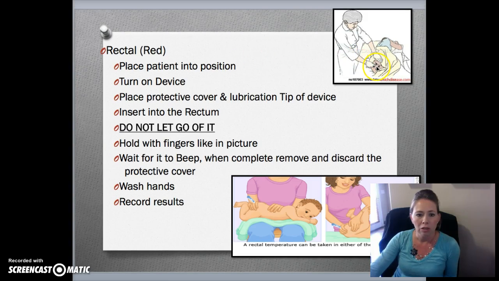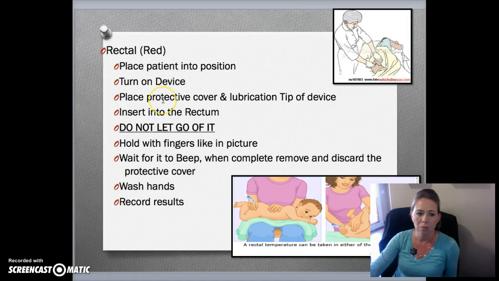If you're doing a rectal temp, you'll see this if you work in OB or pediatrics. We don't do a lot on adults, really rarely, maybe if they're on hospice or we need that accurate one. Place the patient in a position. If you notice there's a baby in a lying down position, you can also put their legs up, or put them in the Sims position on the side.